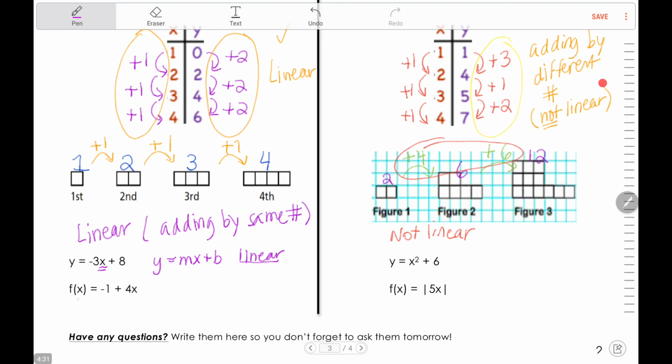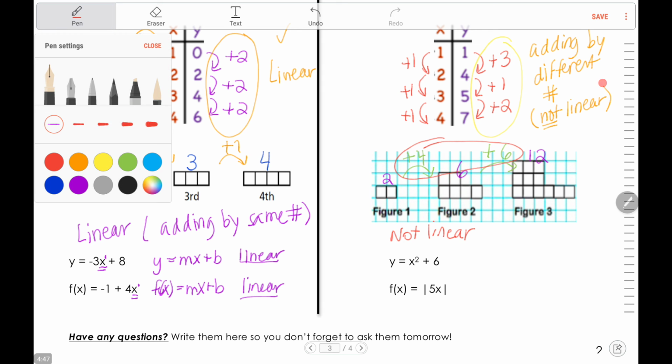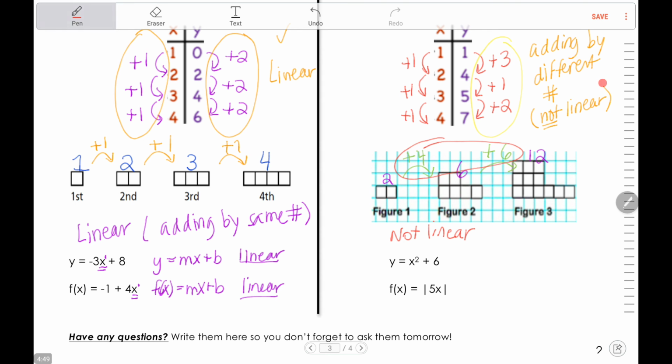The same is true in function notation. The x here has an invisible exponent of 1. So this is also in the form f of x equals mx plus b, which is linear. On the right here, these are not linear.